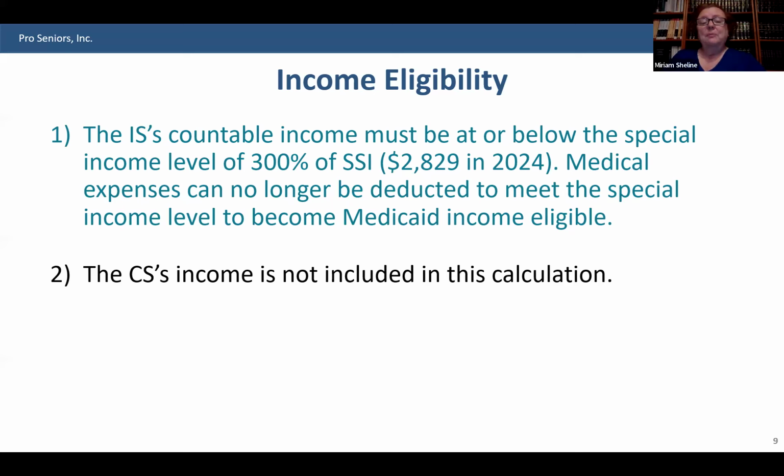And if the income is above 300% of SSI, which is $2,829 in 2024, the Medicaid applicant is not going to qualify. So what do we do?